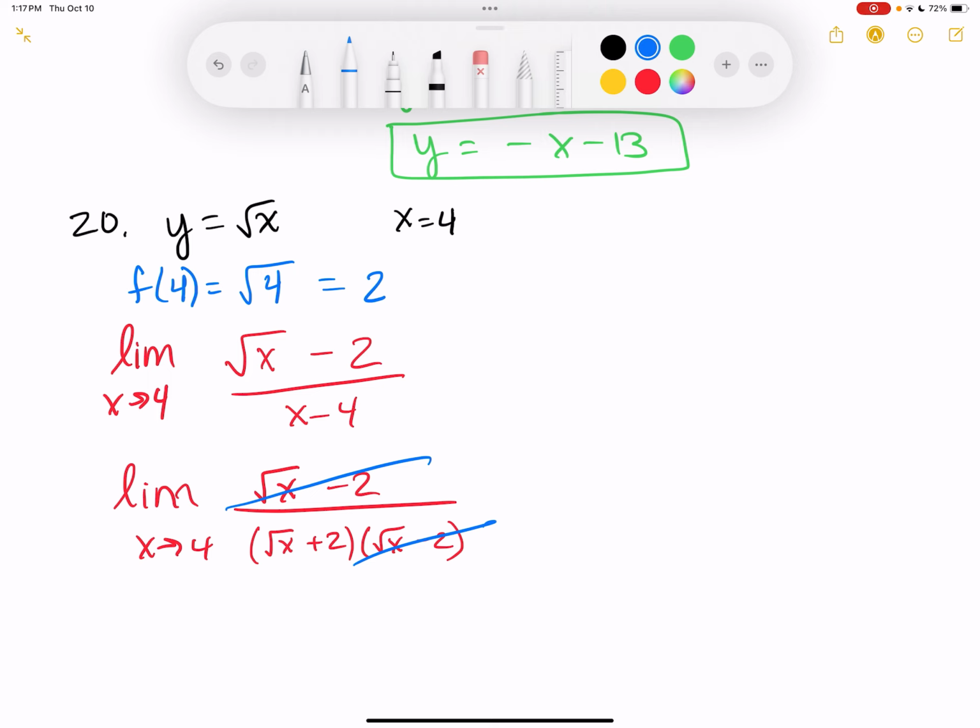So that stuff cancels. So now I have the limit as x approaches 4 of 1 over the square root of x plus 2. Okay, I don't like it anymore. Why did it just have to be 1? Because everything canceled. But I don't like it when there are square roots on the bottom. Plug in 4. It's a limit.